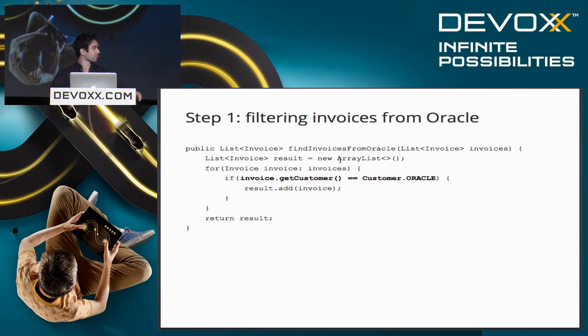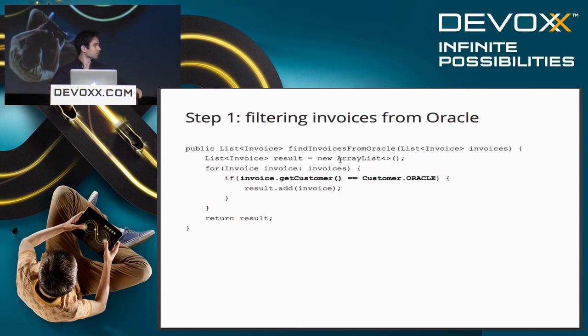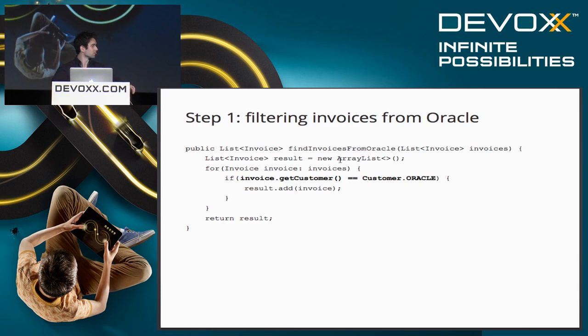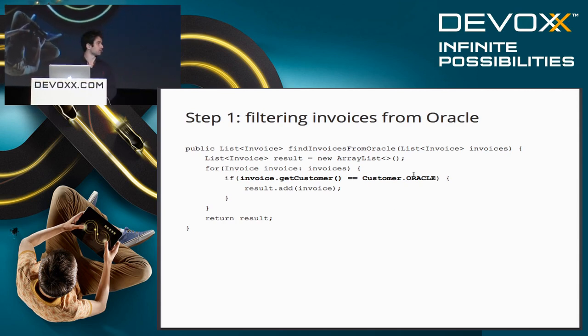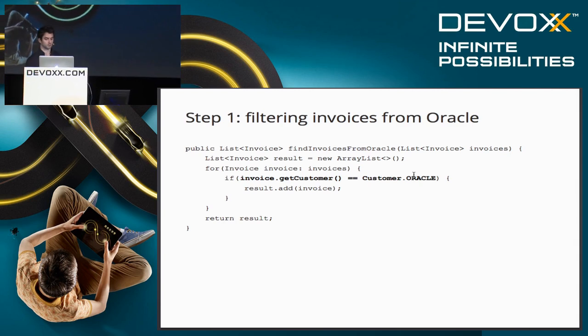Oh, hang on. One more thing. What if we can have the same code that works with, say, Facebook? Ah, very cheeky. Well, what we could do is take this method, find invoices from Oracle, copy-paste it, call it find invoices from Facebook, change your condition in the middle, and then we're done. We can grab beers again and charge you lots of money.